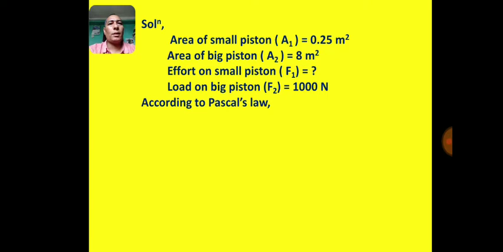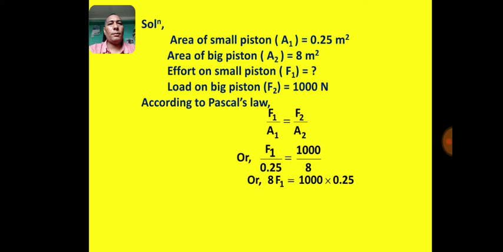According to Pascal's law, F1 upon A1 equals F2 upon A2, or F1 upon 0.25 equals 1000 upon 8, or 8 F1 equals 1000 into 0.25, or F1 equals 1000 into 0.25 upon 8. Therefore, F1 equals 31.25 Newton.